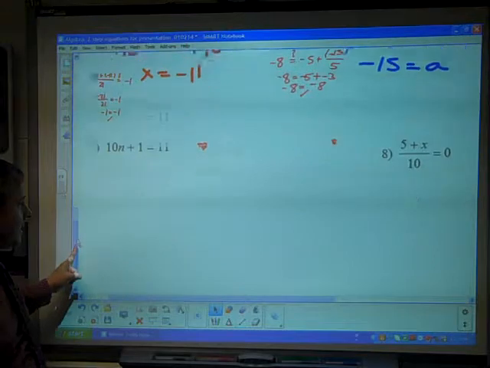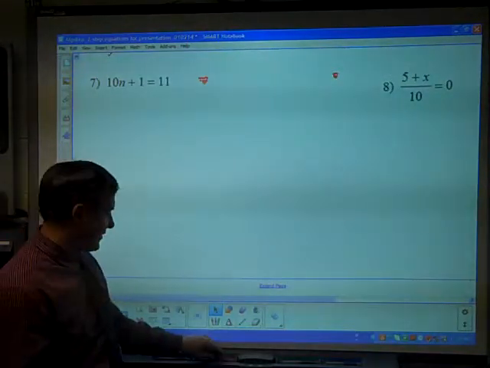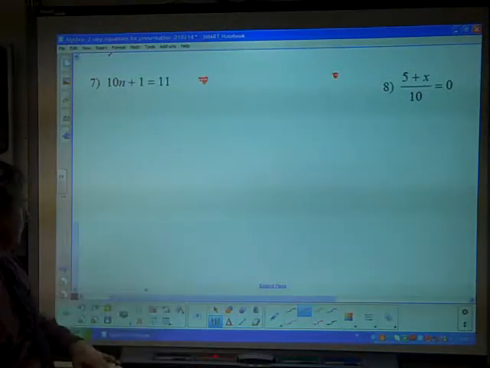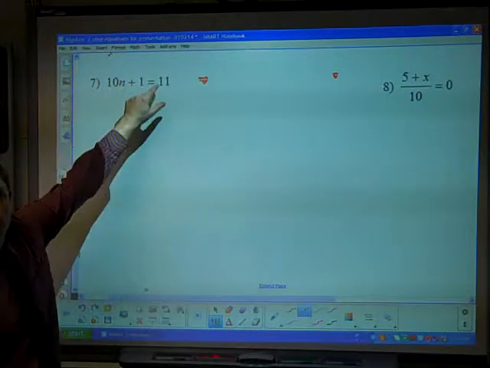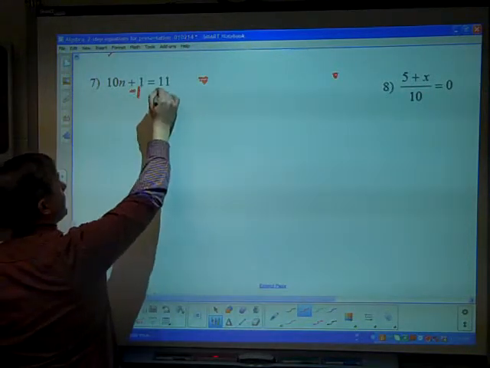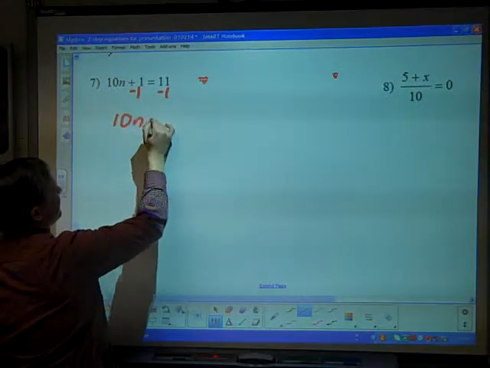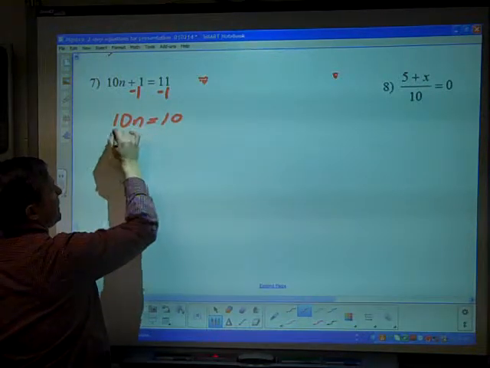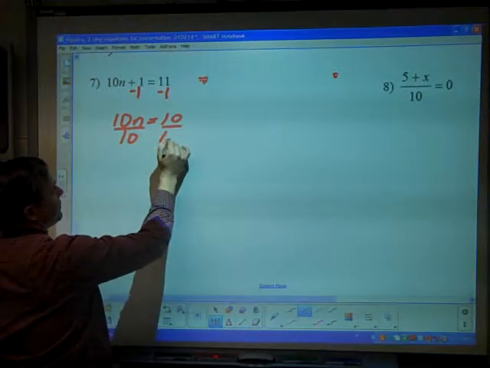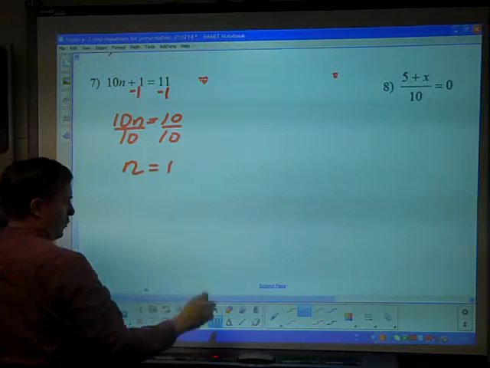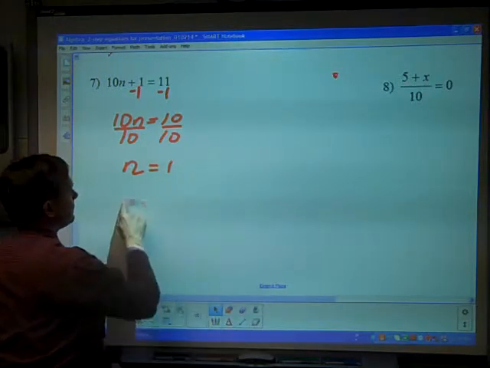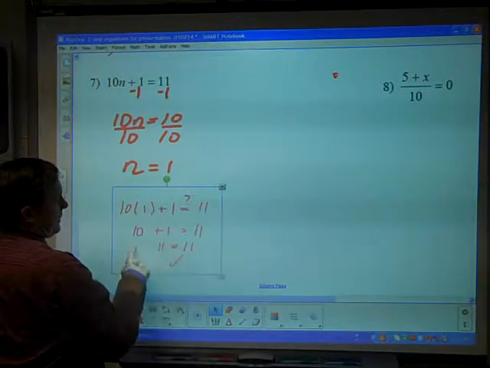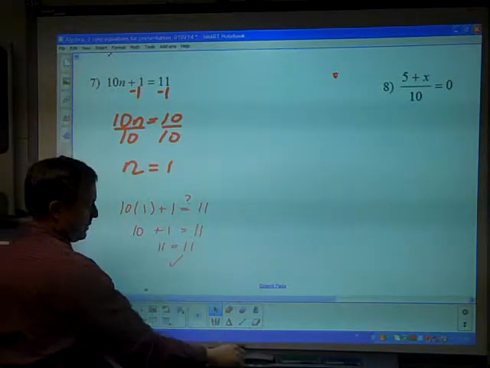Last 2. Now, most of us haven't been struggling with this one. 1, 2, 3 terms. We need to subtract the 1. 10n equals 10. 10 times n, the opposite of multiplication is division. N equals 1. Again, when I check it, it works.